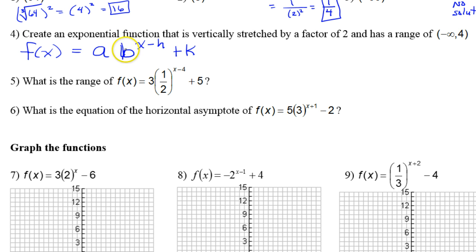So this is the general model. So vertically stretched by a factor of 2. We're talking about the a value in that case. So if it's going to be vertically stretched by a factor of 2, then this needs to be a 2. The a value is going to be a 2.